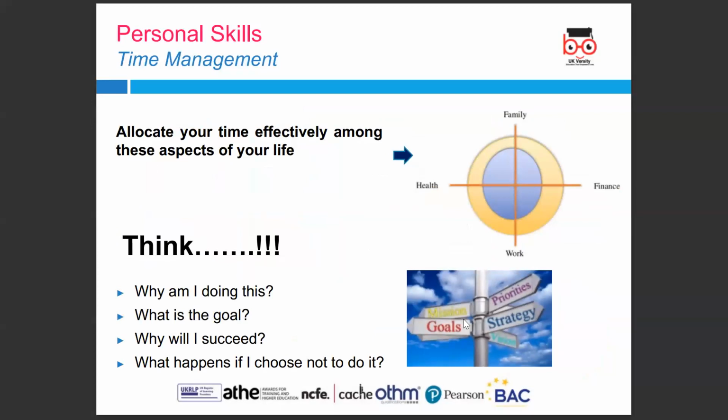Personal skills, time management, again: allocate your time effectively, as we've just stated, among these aspects of your life. So your family life, your finances, your health, your work. And think about, why am I doing this? What is the end goal, or what is my goal? Why will I succeed? What happens if I choose not to do it? So you look at your goals, your priorities, your strategies. If you prioritize family over work, then that's how you allocate your time. If you prioritize your work over health. So these are for you to think about and prioritize yourself.